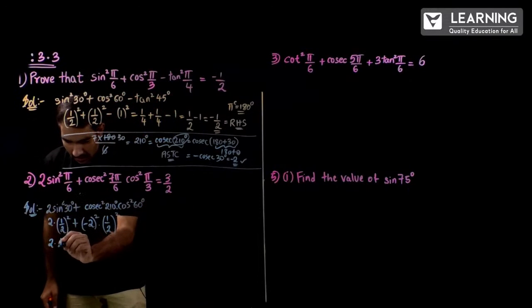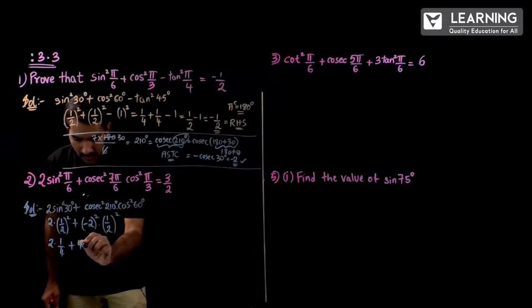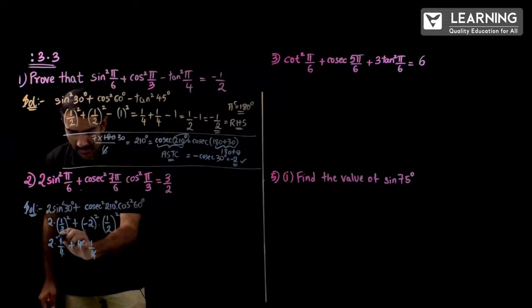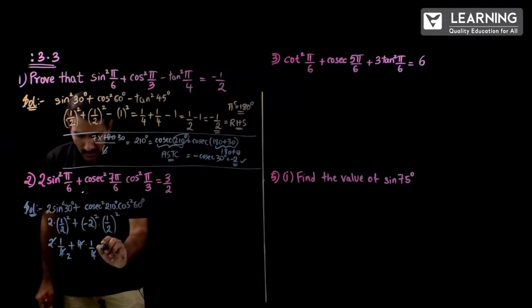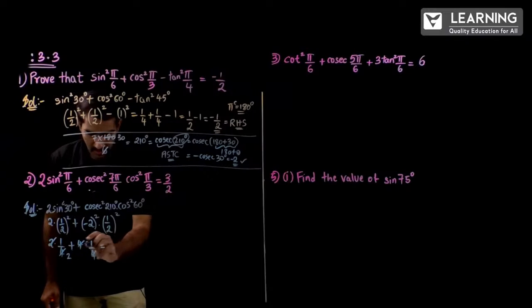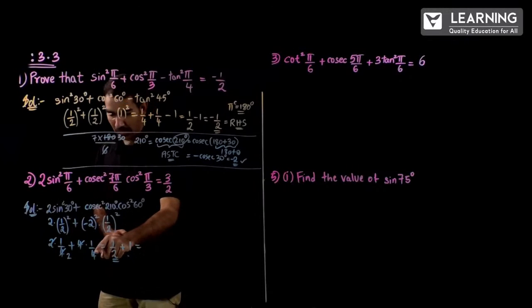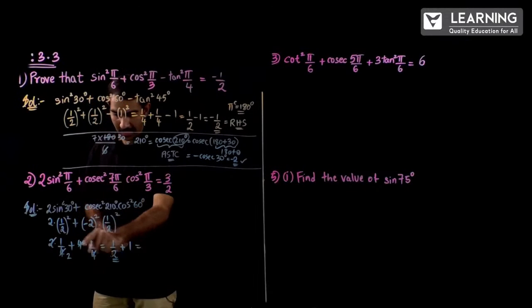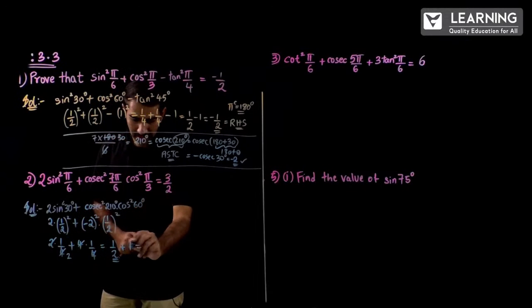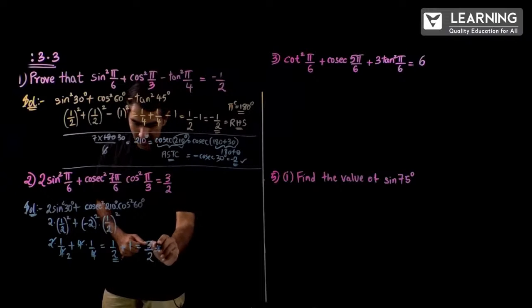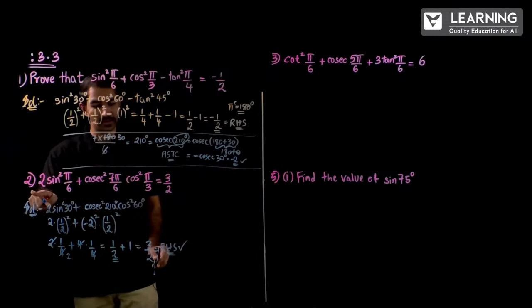So this will become 2 into 1 by 4, plus minus 2 the whole square will become 4, into this will become 1 by 4. So 4 and 4 will get cancelled. 2 1s are 2, 2 2s are 4, and 4 will get cancelled. So here the answer will be how much? 1 by 2 plus 1. So take LCM and add this up. You will be getting 3 by 2, which is equal to RHS. And hence the second one is also proved.